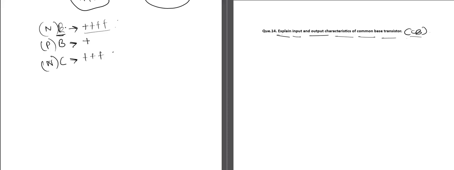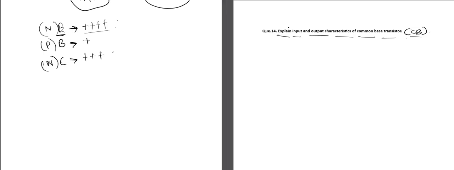When the base emitter junction is forward biased, as we know, when a PN junction is forward biased, the potential barrier between them decreases. As the potential barrier decreases, the electrons from the emitter enter into the base, and the holes from the base move into the emitter. The free electrons from the emitter move to the base, and the base is lightly doped, so it consists of very few holes.